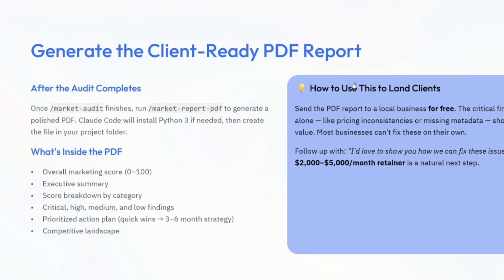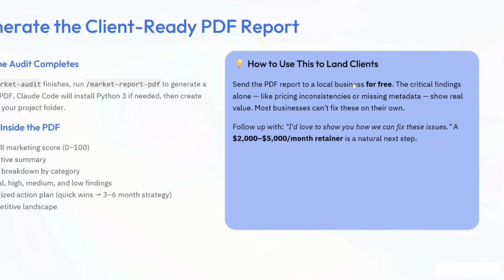Now, what's inside the PDF? Let me just give you the brief. What you will get in the PDF. Number one is an overall marketing score from 0 to 100, then an executive summary, then a score breakdown by categories, then critical, high, medium, or low findings according to the website. A prioritized action plan for quick wins, what you have to do today, and what the 3 to 6 month strategy is. These are all the things that you will be getting in the PDF itself, and a competitive landscape overview. So these are the things that you will be getting.